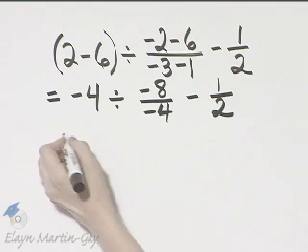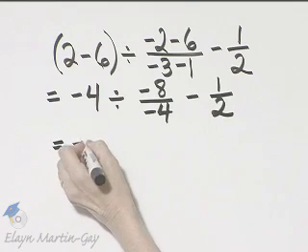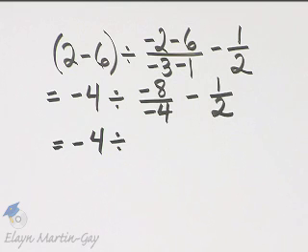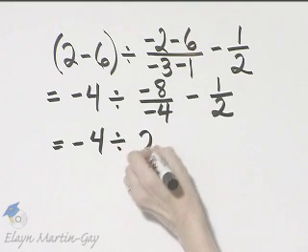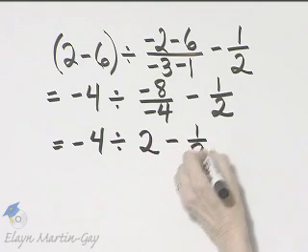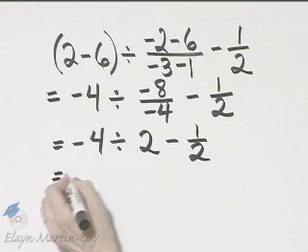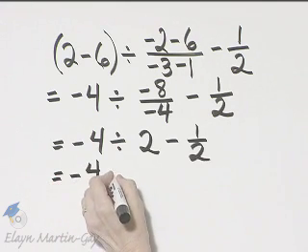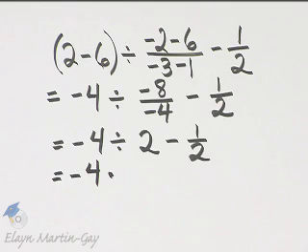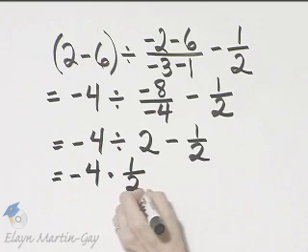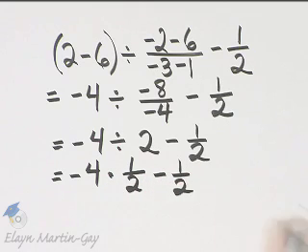All right, let's continue. Notice now I have negative 4 divided by, now negative 8 divided by negative 4, that is a positive 2, and then minus 1/2. Remember order of operations, I have division and I have subtraction, so I should divide next, so that will be negative 4 times the reciprocal of 2, and the reciprocal of 2, or 2 over 1, is 1 over 2, and I still have that minus 1/2.